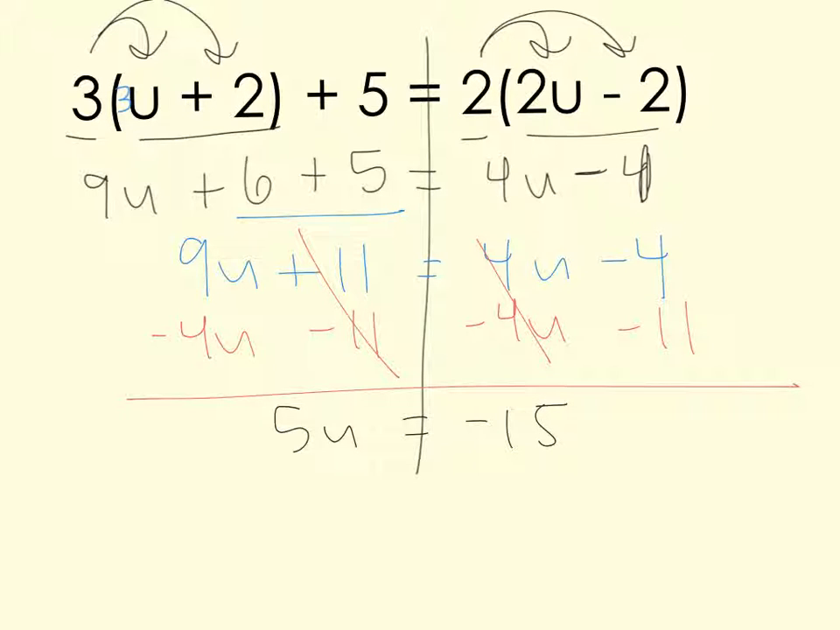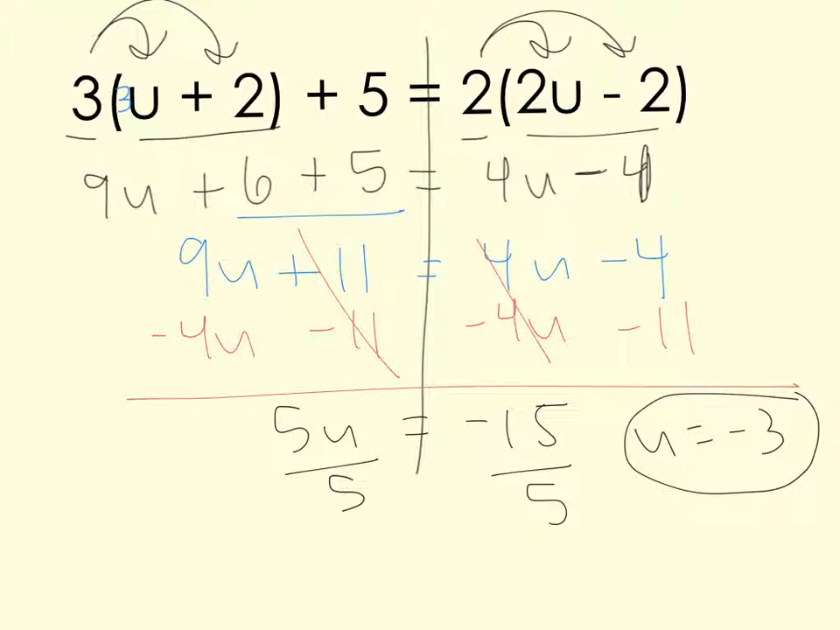Last step to undo multiplication problem is to divide. So divide by 5, so u equals negative 3. And a way I can check my answer is by plugging in negative 3 back into my original equation up here, wherever I see u, and that will work out. I'm going to save time and not do that, but you should be checking that.